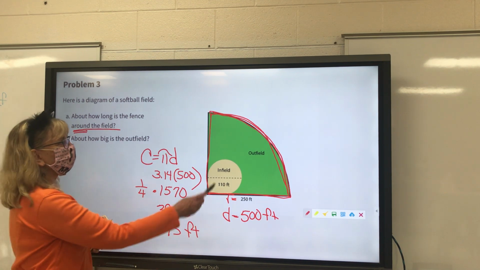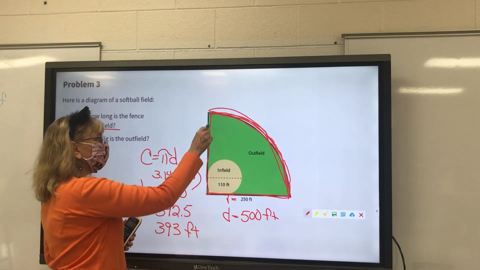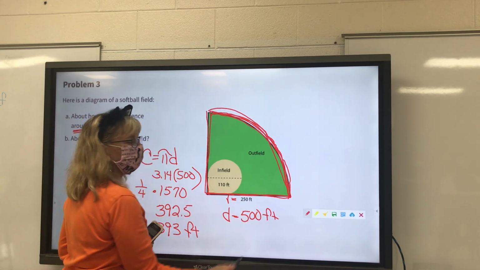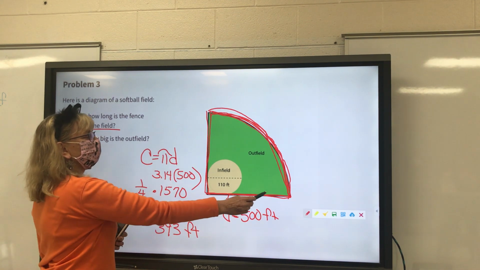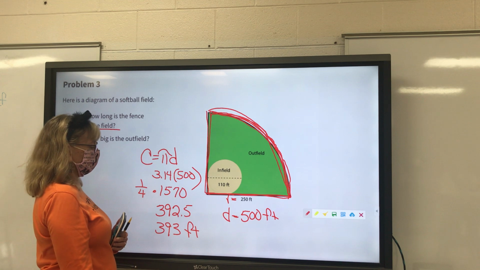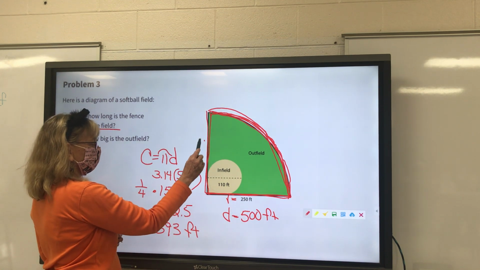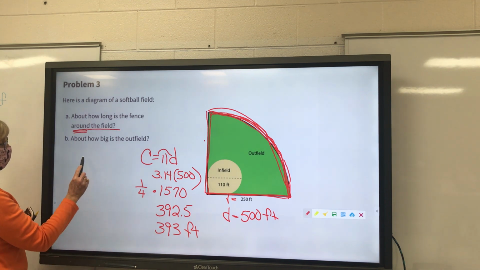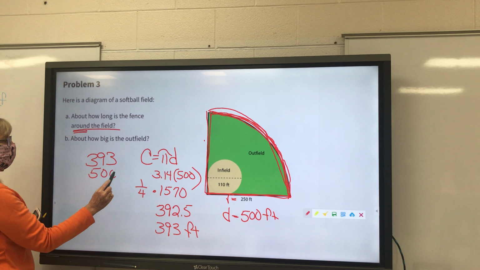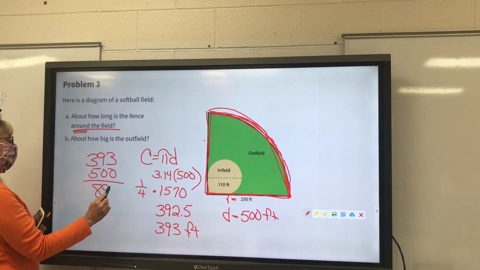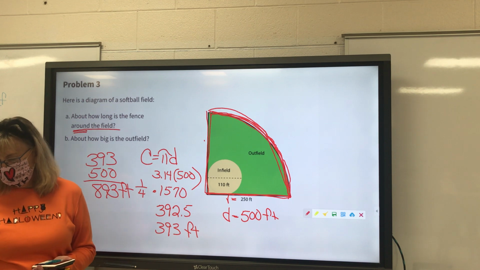Oh, no, that's only this. What did we forget? We're putting a fence on this and this. So what do I have to add to it? That's where I went wrong. 500, because there's a fence here and a fence here. So 393 plus 500, 893. I did do it right. There is hope for me.